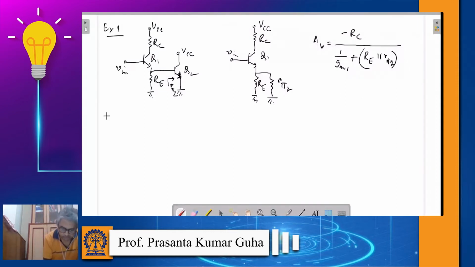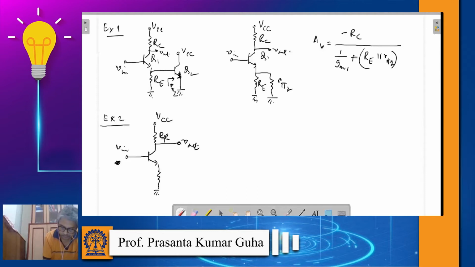What about if we change the position of the base of Q2 to the collector terminal? In the book there is another example which I would again like to discuss. So instead of connecting it to the emitter, if we connect it here, this is your V out, and this is VCC and RC.